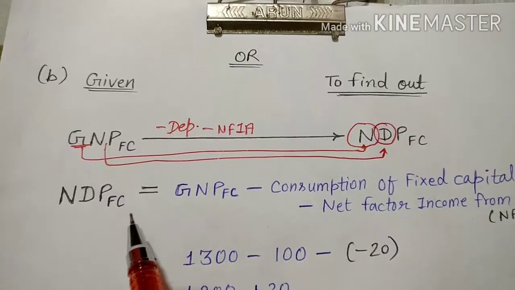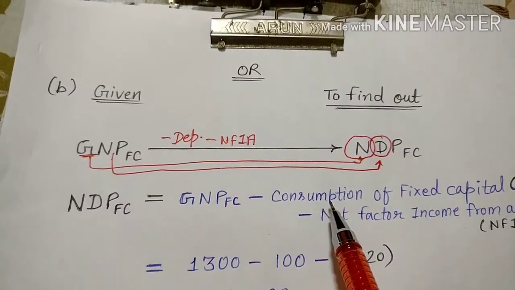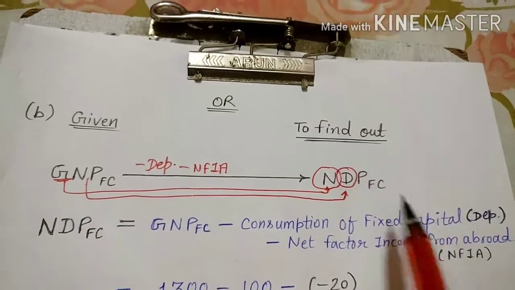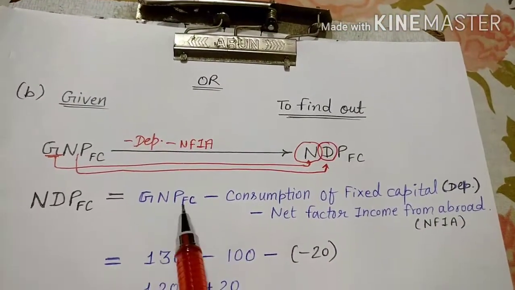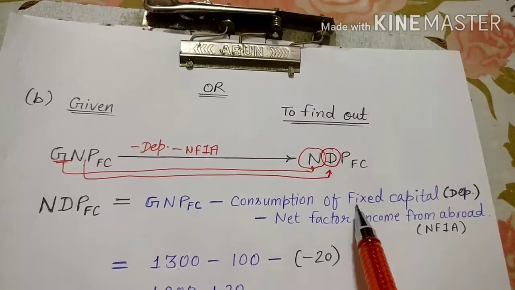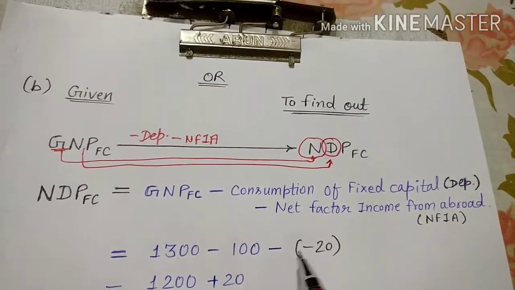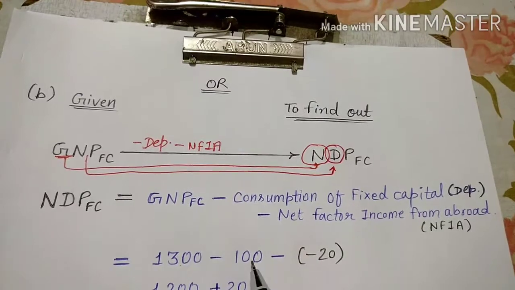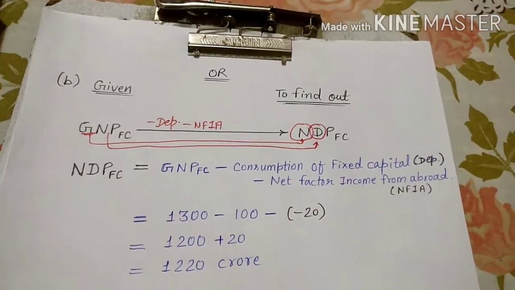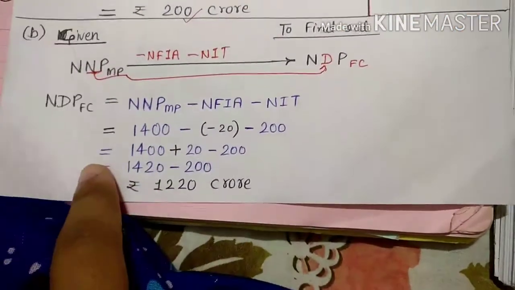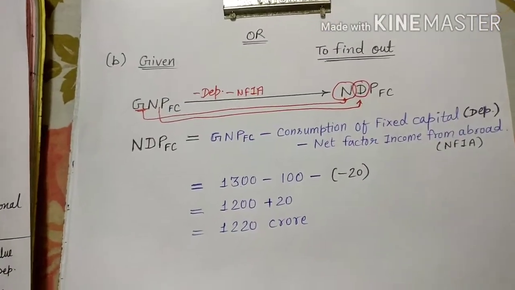NDP at FC we have to find out, and we have GNP at FC. From that we have to subtract depreciation, which is given in the question under another name, consumption of fixed capital, and minus net factor income from abroad. Depreciation was given as 100, and NFI was given as minus 20. So minus 20, minus becomes plus, and 1300 minus 100 becomes 1200. So 1200 plus 20 becomes 1220 crore. Same answer which we got with the help of NNP at MP. So you have seen we found the same part by two methods.